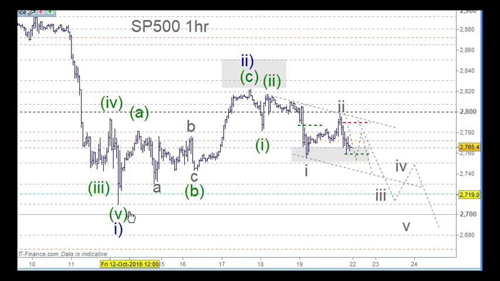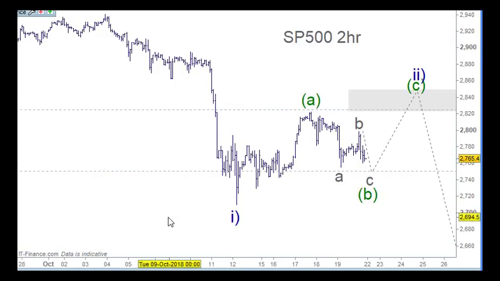So the alternative count for this particular structure, if I went to the 2-hour chart to explain it, would look a little bit like this. Wave 1 here, an A wave here, an A, a B, and a C wave here, sitting on support at 2750, and then moving up in 5 waves for wave 2. I don't think that's the case because the NASDAQ will be moving a bit lower, leading to the downside, but it needs to be pointed out.